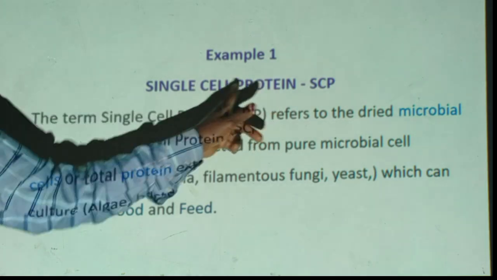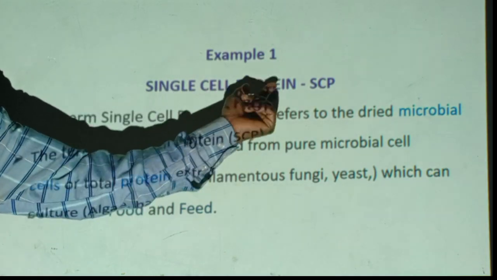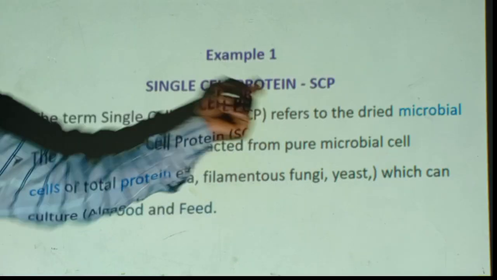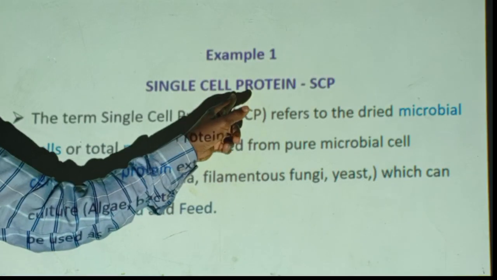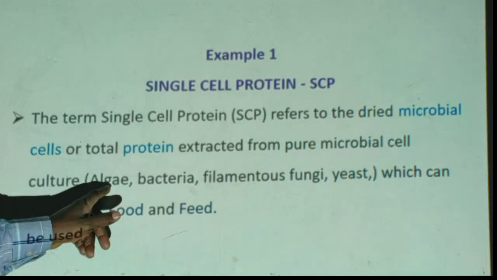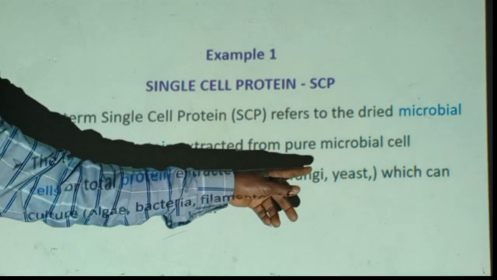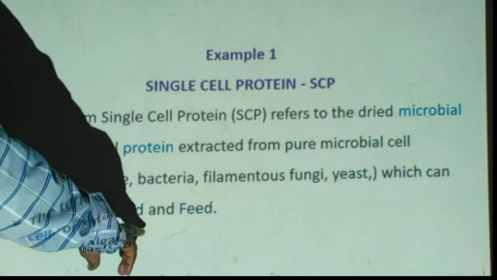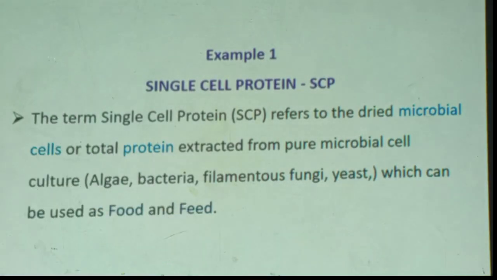That's why we call it single cell protein: protein obtained from single cell organisms. What are these single cell organisms? I will tell you. There are many: bacteria, yeasts, molds, algae. There are some examples listed. Therefore, here also algae, bacteria, filamentous fungi, yeast, which can be used as food or feed. Imagine, food for human consumption, feed for animal consumption.